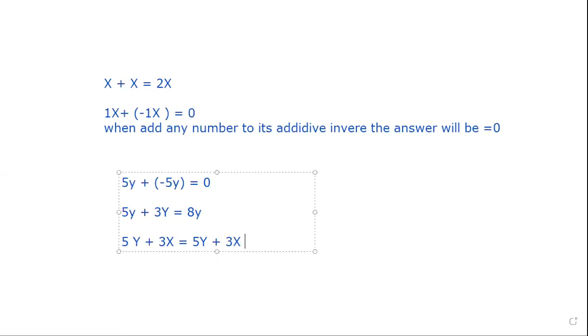Okay, so when we add the same variable with different coefficients, we have to add them together and keep the variable the same. When you add two different variables, whether with the same coefficient or different coefficients, we can't add them, and it will be the same as the last question. 5y plus 3x equals 5y plus 3x, still the same. Any question about this part?